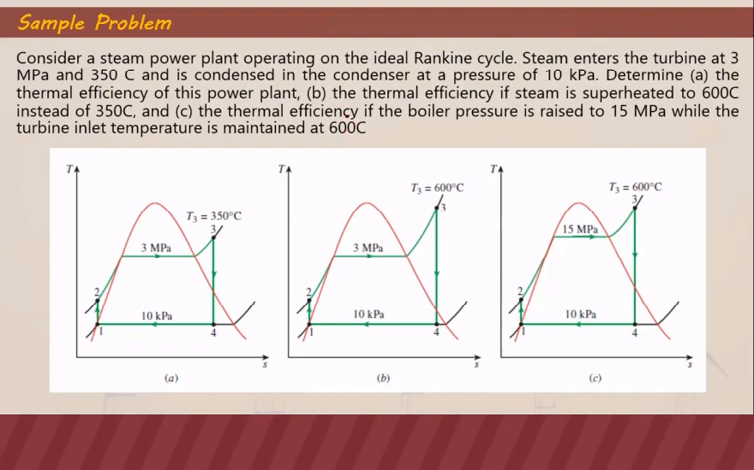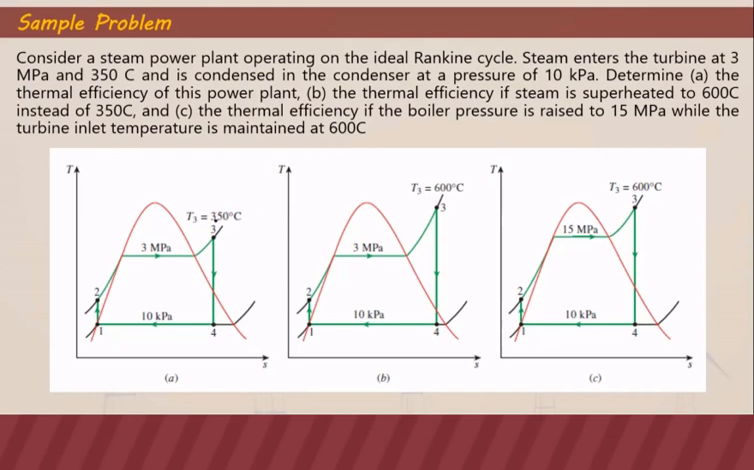As you can see here, we have three setups based on this problem. The first one is a Rankine cycle wherein we have operating pressures of 3 megapascal and 10 kilopascal, and the superheated temperature is 350 degrees Celsius.